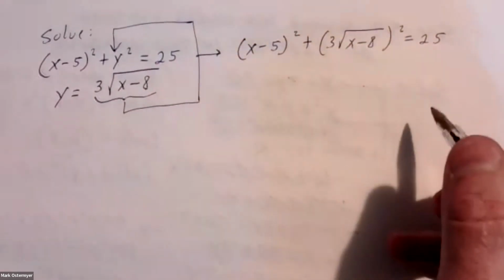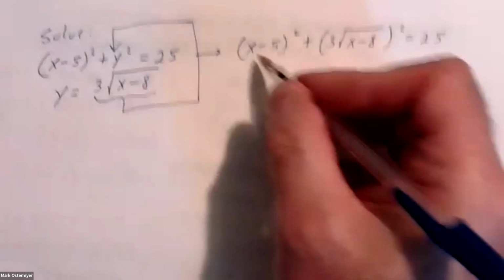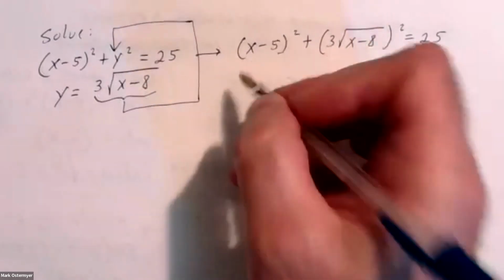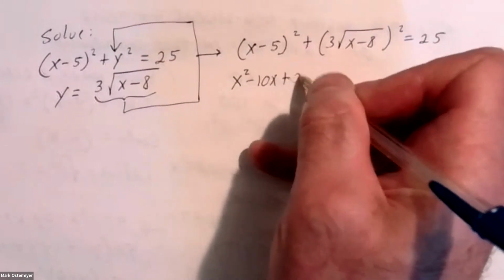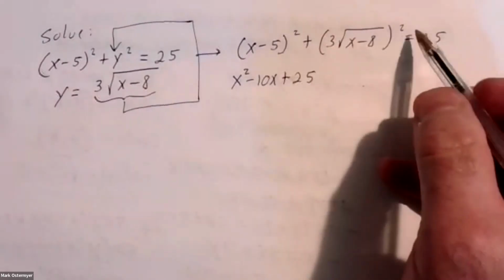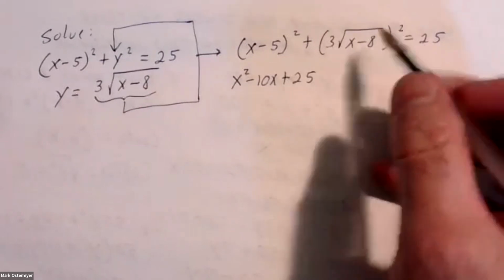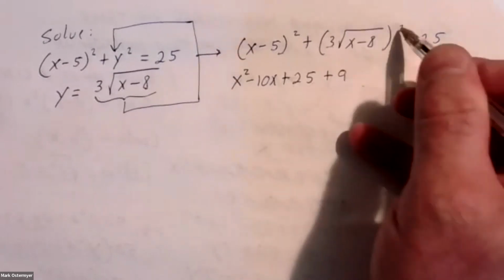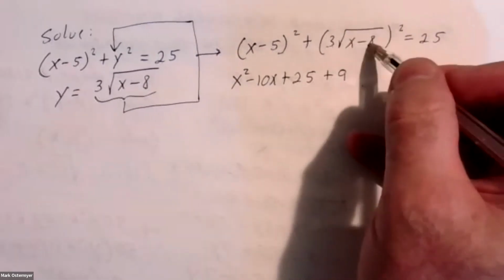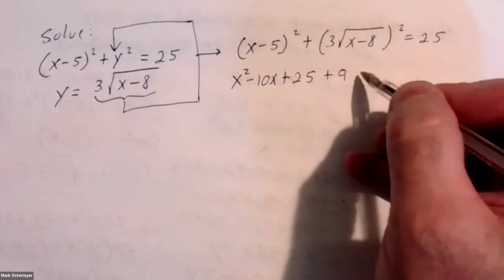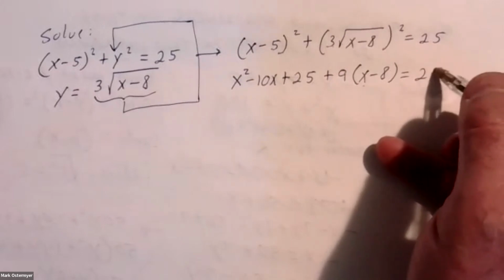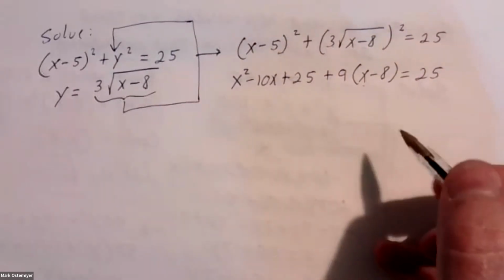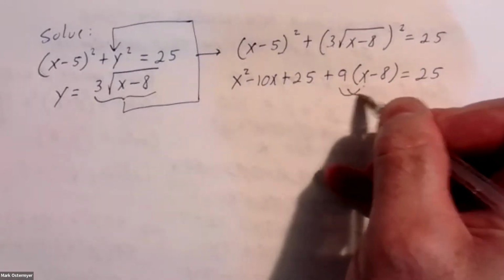Now I'm going to solve this equation for x. I'm going to expand this out. x minus 5 times x minus 5 would give us x squared minus 10x plus 25. When you square this quantity, 3 squared is going to be 9. And when you square a square root, the square root disappears. So the square of the square root of x minus 8 is just x minus 8. Solving for x, distributing the 9 inside the parentheses.